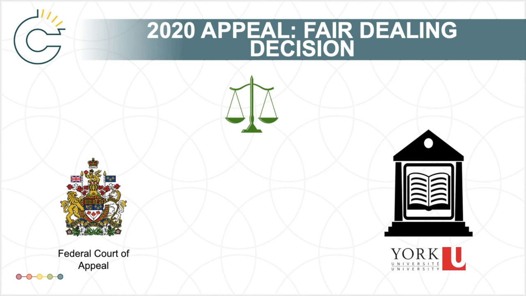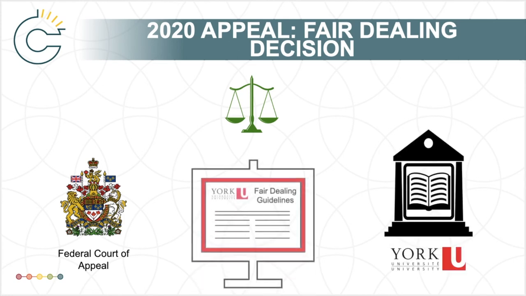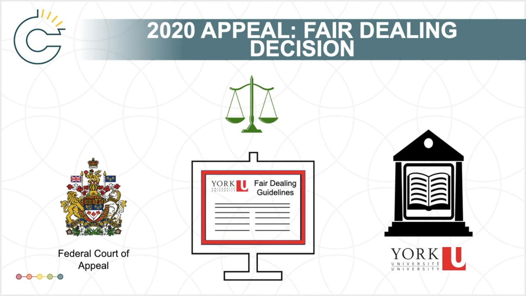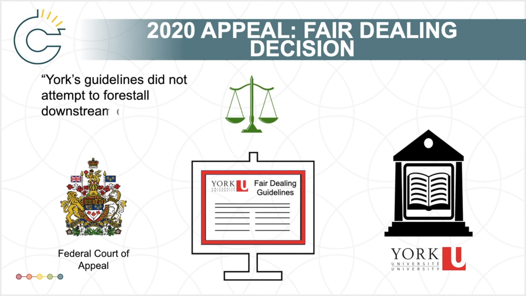The court also pointed out that as the copier, it was incumbent on York to make sure that its guidelines were implemented according to their stated intention. But the federal court had found that safeguards were virtually absent, and that this undermined York's claim to fair dealing and tended to show unfairness in their copying. The court also noted that York's guidelines did not attempt to forestall downstream copying and redistribution by students.